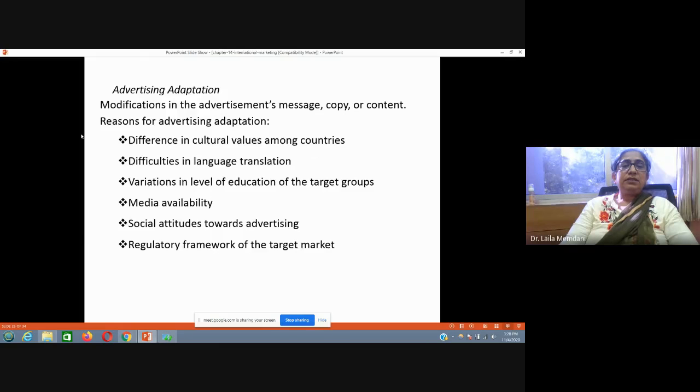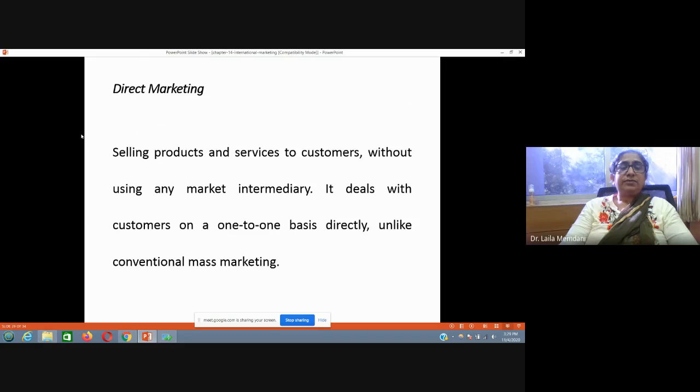Advertising adaptation is required when there are differences in cultural values amongst the countries, difficulties in language translation, because even if you are having standardized advertising, you need to translate it because the languages are different. And in many countries, the English speaking population is less, like China, Germany. Variations in level of education of the target group, media availability, social attitudes towards advertising, and the regulatory framework for the target market. All these factors influence advertising.